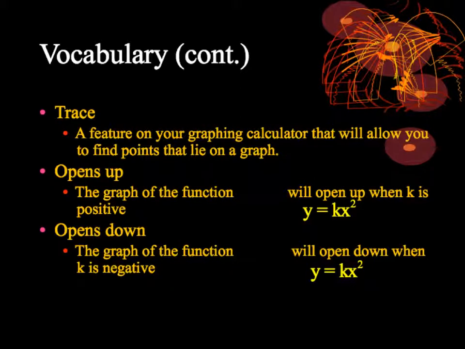We'll be using our trace feature to be able to find some points that lie on the graphs that we graph. And as I mentioned previously, these graphs will open up, or they might open down. Now when k is a positive number, that's when we'll see our parabola will open in an upward direction like this. On the other hand, when k is a negative number, that's when we'll see our parabola will open in a downward direction like this.